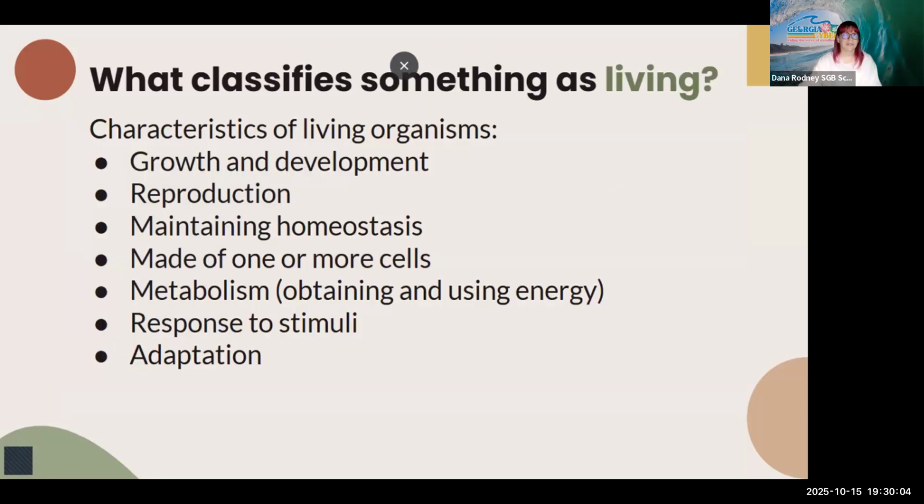Okay. So, just like what they said, characteristics of living organisms, they have to be able to grow and develop. They have to be able to reproduce without a host cell all on their own. They have to be able to maintain homeostasis. They have to be made of at least one cell, but it could be more cells. They have to go through metabolism, so they have to be able to get energy and use that energy. They have to be able to respond to stimuli, and they have to be able to adapt to things. So if it does not meet all of those characteristics, it is not a living organism.